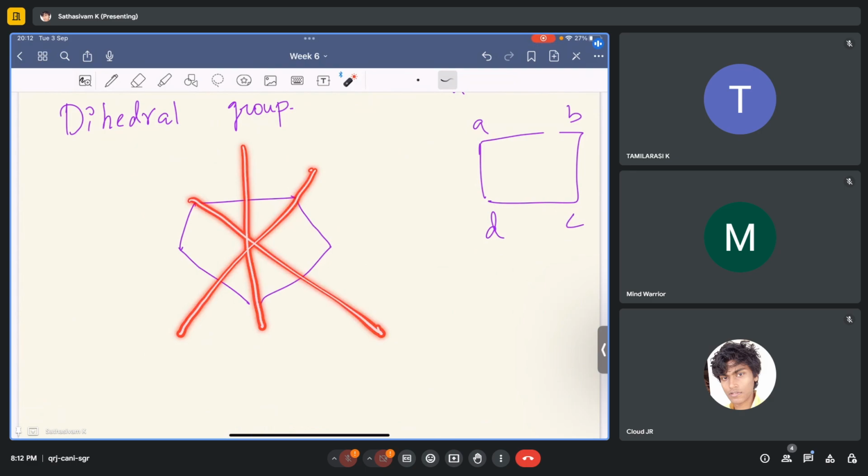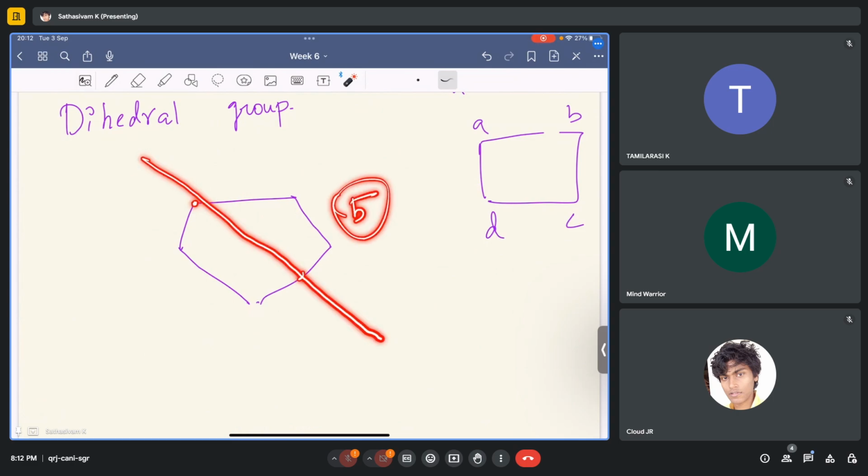From this vertex to the opposite side. So every vertex connected to the opposite side, you have one flip. So you have 5 flips, and you have rotations also, 5 different rotations. So basically you will get 10 operations here.